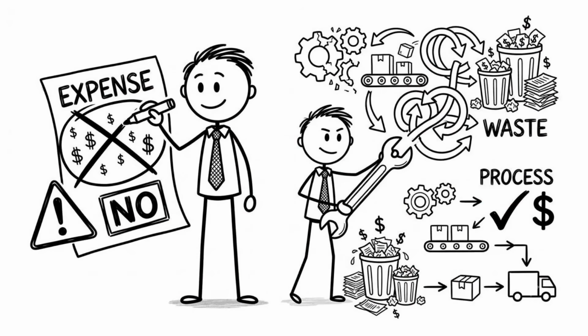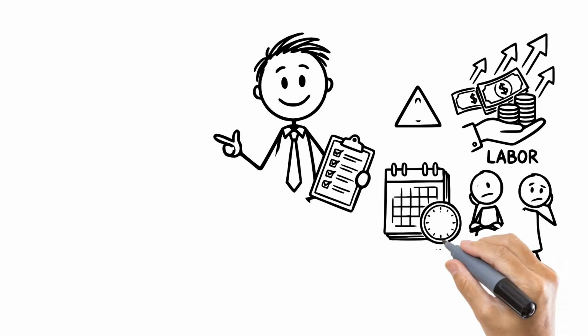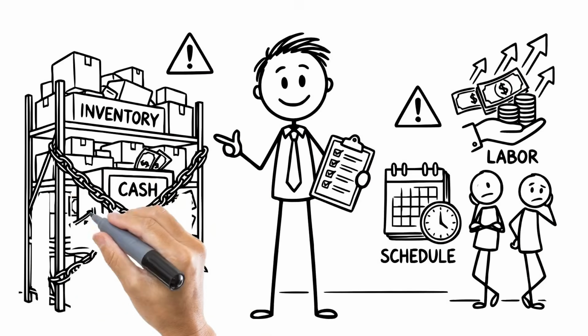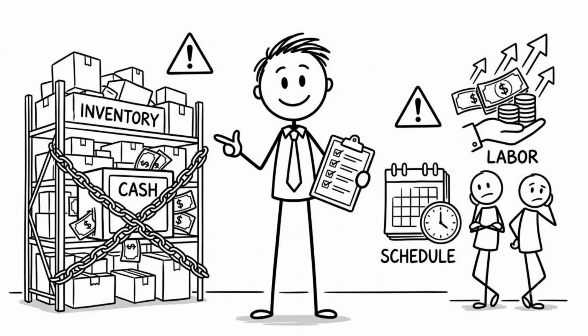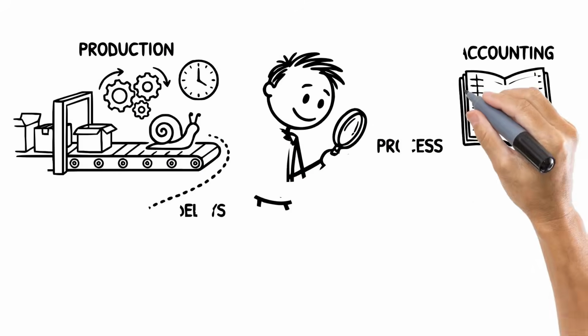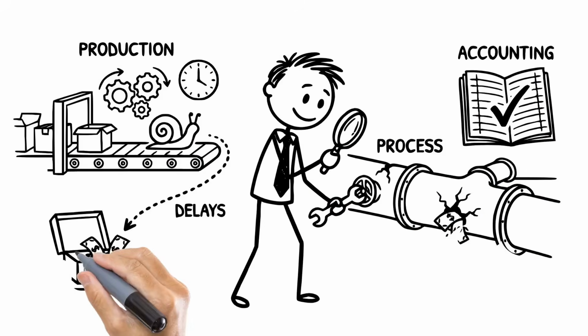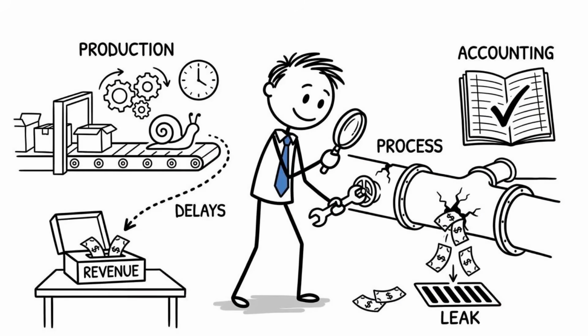Also review operational processes that create waste. Excess inventory ties up cash that could be used elsewhere. Poor scheduling increases labor costs. Slow production creates delays that reduce future revenue. Cash leaks are often operational problems rather than accounting problems.